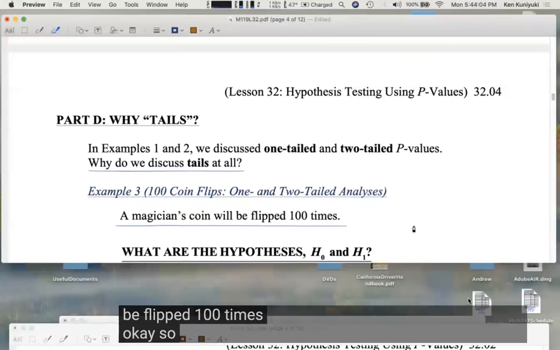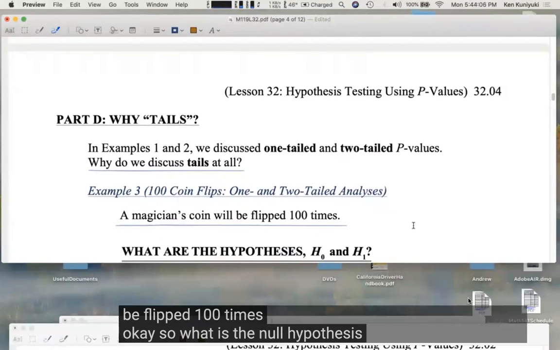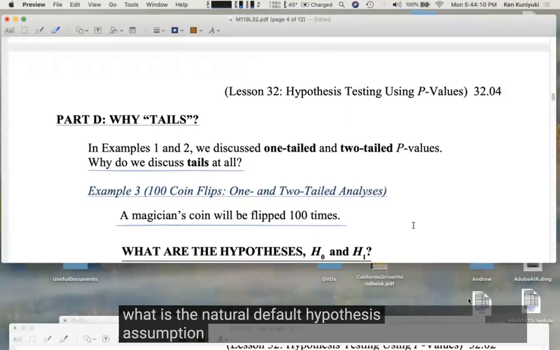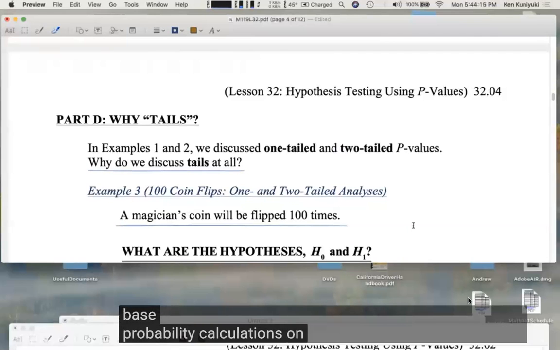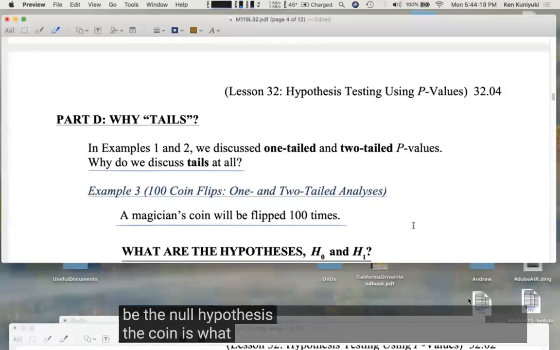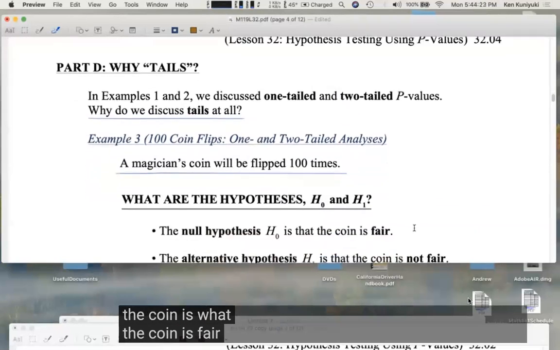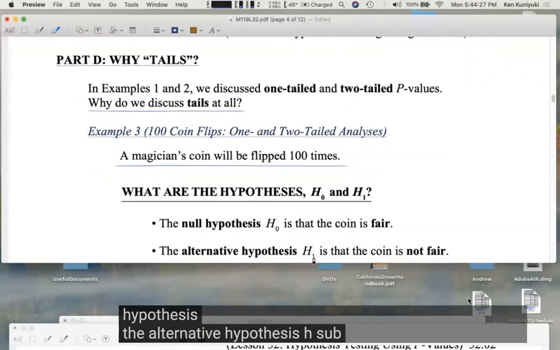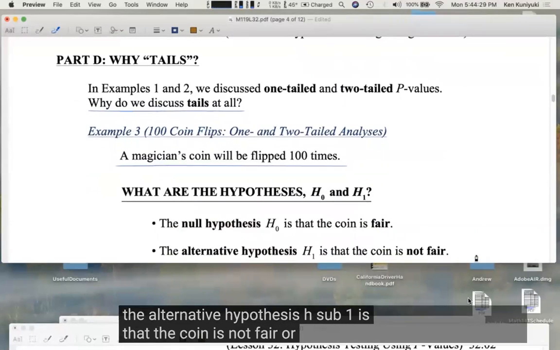Okay? So what is the null hypothesis? What is the natural default hypothesis assumption you fall back on that you can base probability calculations on? What should be the null hypothesis? The coin is what? The coin is fair. That's the null hypothesis. The alternative hypothesis, H sub 1, is that the coin is not fair or biased.